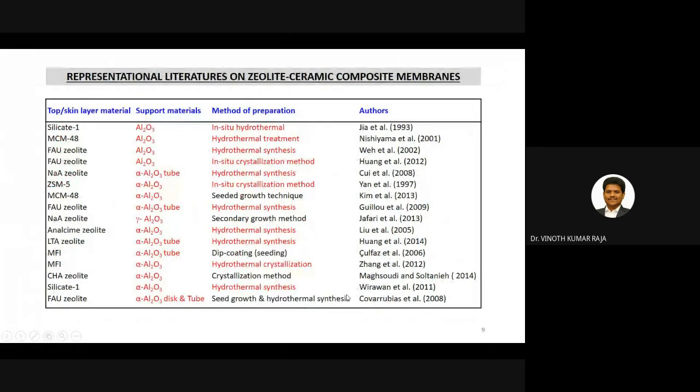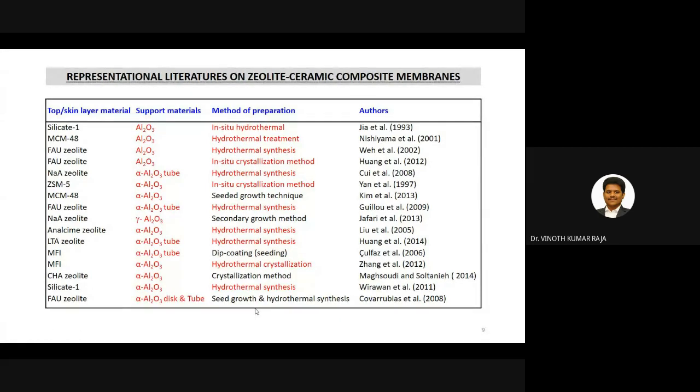Also, here I would like to present the literature on zeolite ceramic composite membrane. Surprisingly, all the support materials utilized for making the zeolite composite membrane are alumina based materials. A variety of zeolites have been studied and fabricated by researchers, but they have used alumina as the support material, which is costly, as I said. Moreover, as the method of preparation, people have tried in situ hydrothermal treatment, which is a simple and widely used technique for making the composite membrane.